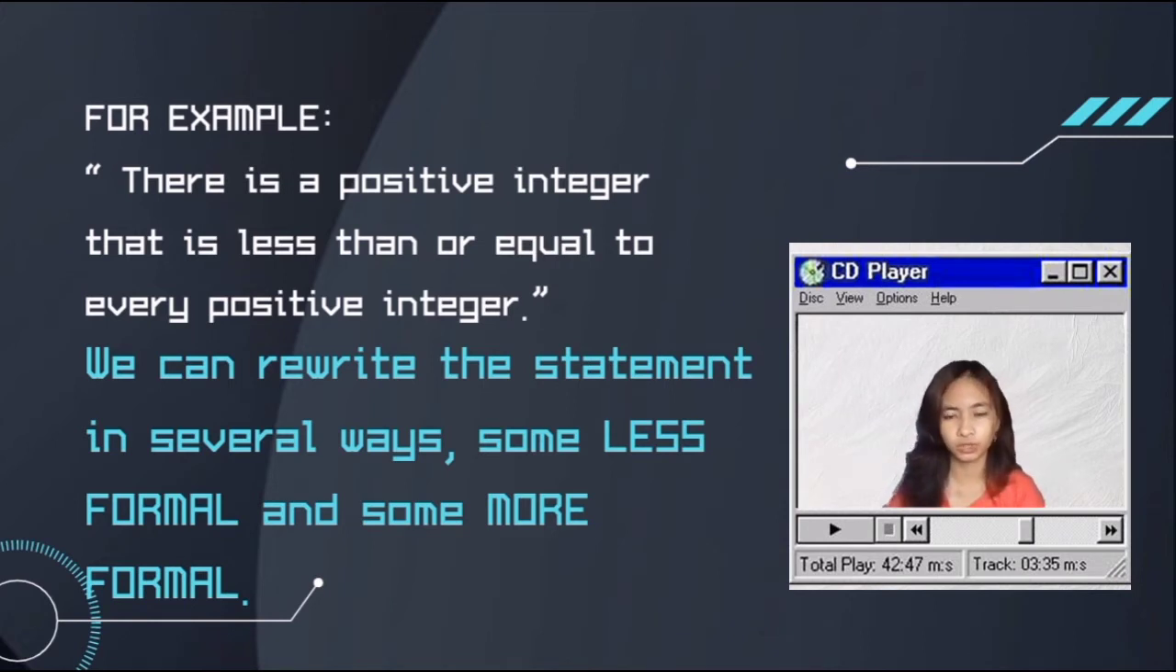This statement is true because the number 1 is a positive integer and it satisfies the property of being less than or equal to every positive integer. We can rewrite this statement in several ways, some less formal and some more formal.